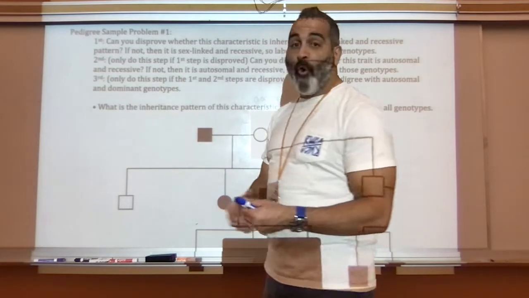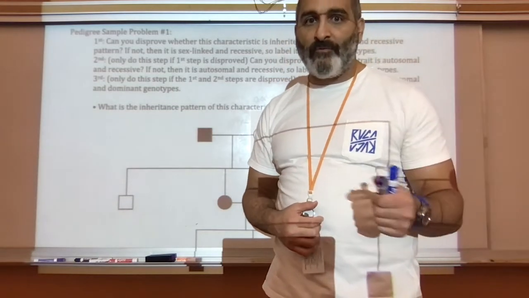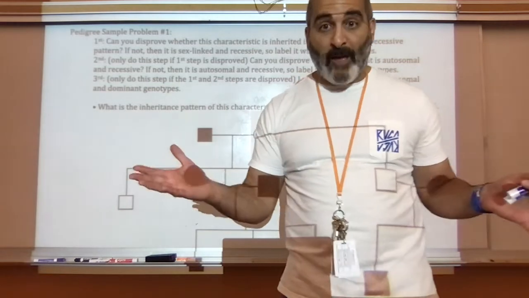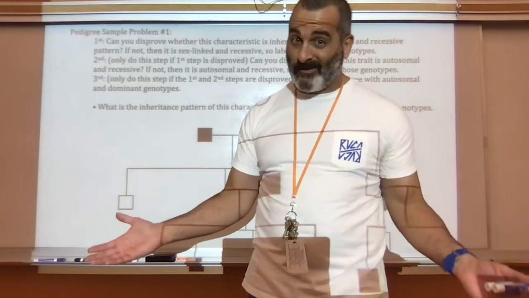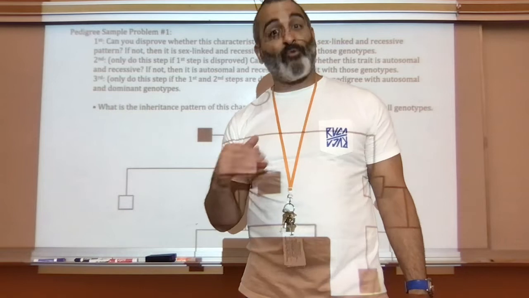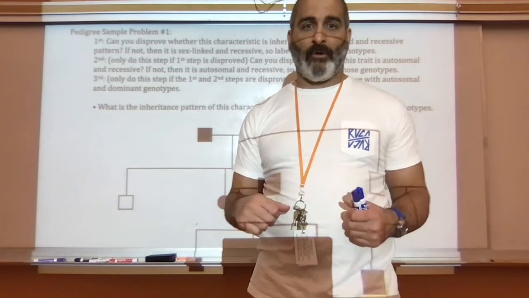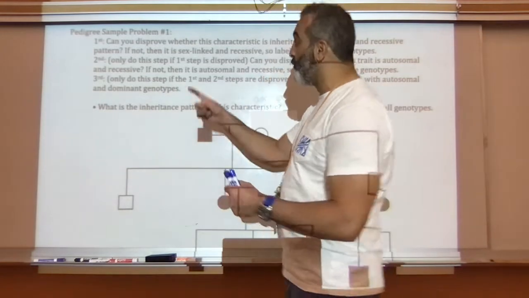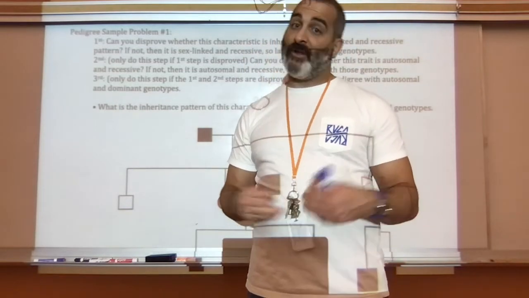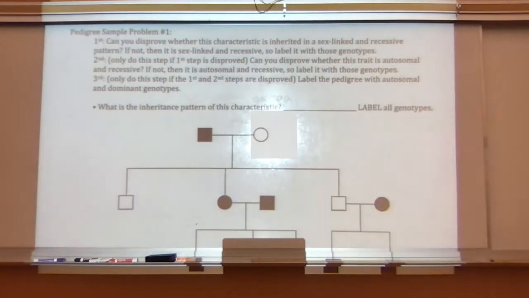Second says, only do this step if you first disproved the other step. Okay, so you can only do the step if the first step is disproved, and the first step is sex-linked, disproving sex-linked. All right, so you don't go to number 2. You do not look at autosomal recessive number 2 until you've proved sex-linked as not being accurate. Okay, you only go to number 3 if you've proved 1 and 2 incorrect. Then you go to number 3. Okay, so I'm going to slide this information up and let's do this pedigree.